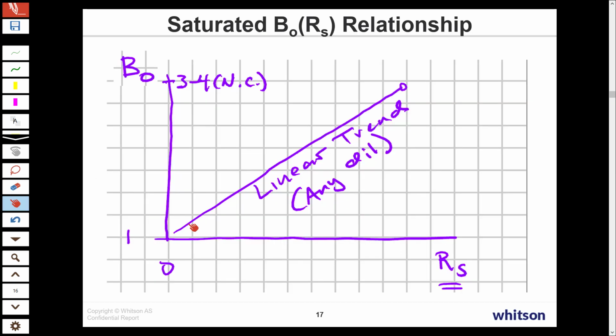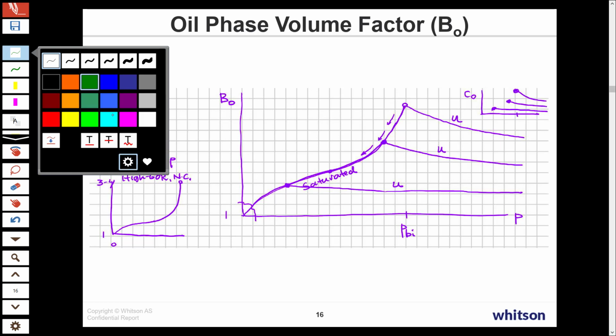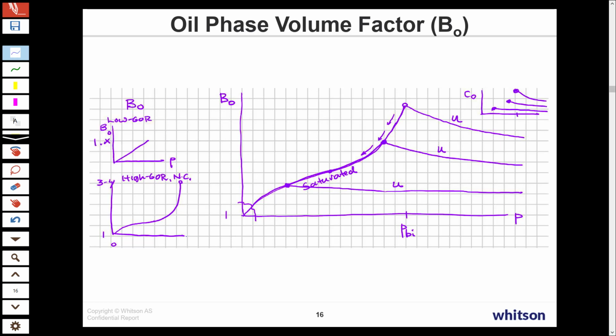Okay. Now, one interesting thing is that you've got this very nonlinear behavior for basically these very volatile near-critical oils. But the interesting thing is that the shape of the BO and the shape of the RS as a function of pressure here, I lost my axis label there. The shape of the BO and the shape of the RS are very, very similar.